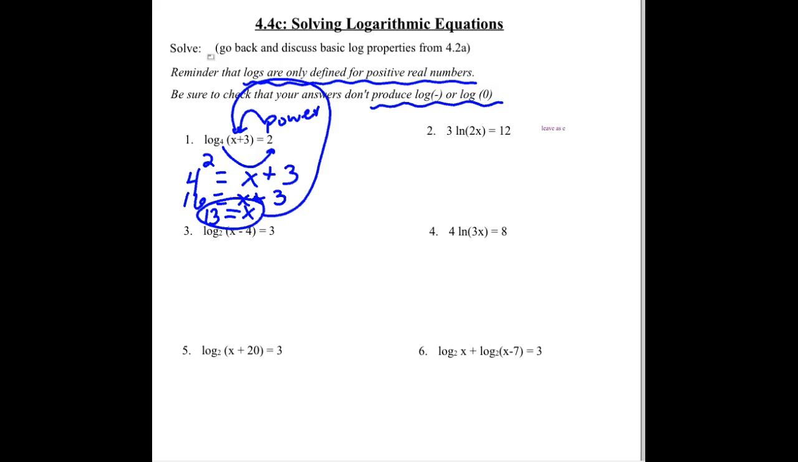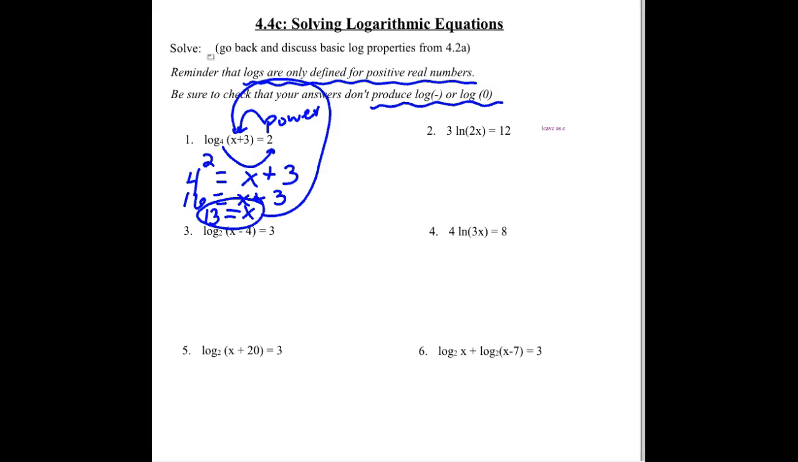Okay. Second question, it's a little different. What's different about it? Okay, it's a natural log instead of a log base 4 like we had in the last one. But natural log just means base e. So it's still a log, it's just base e. What else is different about it? Yes, that number out front, you want to get rid of it, just like we did with exponential equations when we were solving them the last few days. Any of that extra stuff we wanted to get out of the way first.